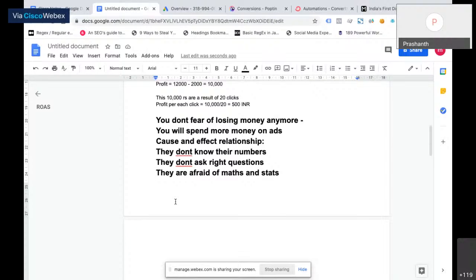You don't fear losing money anymore. You'll spend more money on ads because you understand cause and effect relationship, because you know with surety, with confidence, when this happens, this is likely to happen. I can tell you in my case, for every 7,000 rupees I spend on ads, I will get 1 lakh rupees. I know with a degree of confidence, because I know cause and effect. That is why I spend more money on ads.